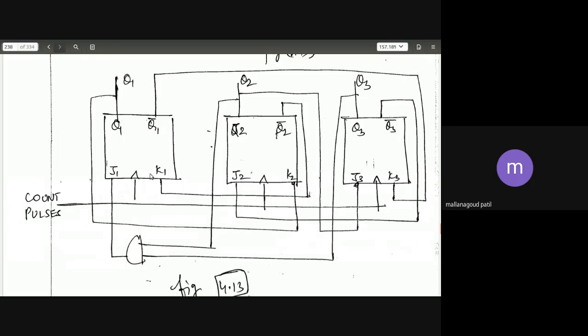What should you do? All the clocks you have to short and give to the count pulse. This is one. And second one is, what is Q1, what is Q1 bar, what is Q2, what is Q2 bar, what is Q3, what is Q3 bar? That you have to take care of while writing.